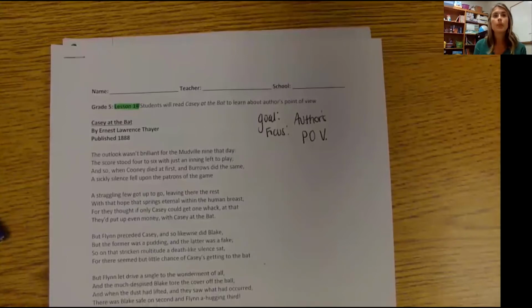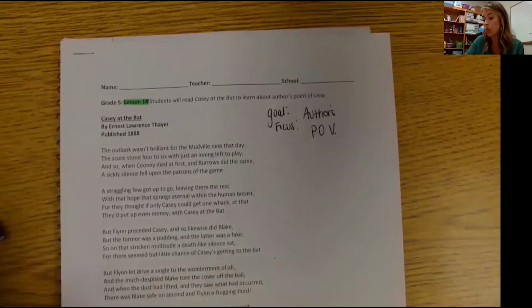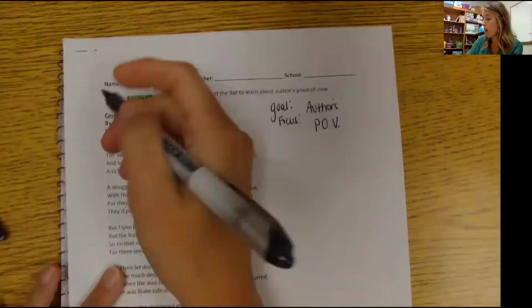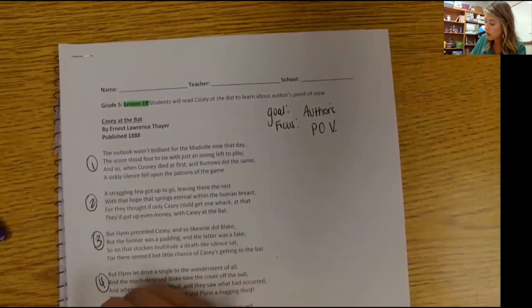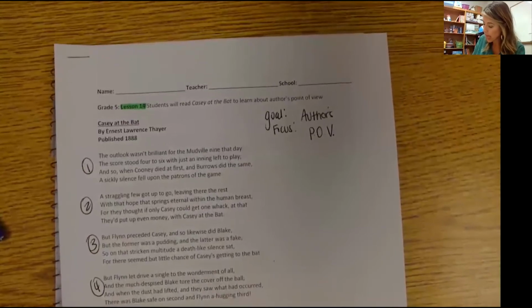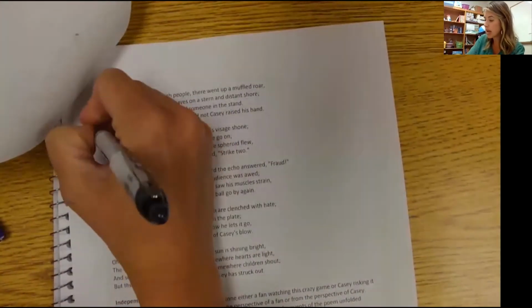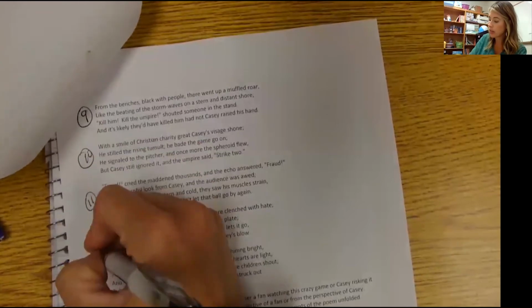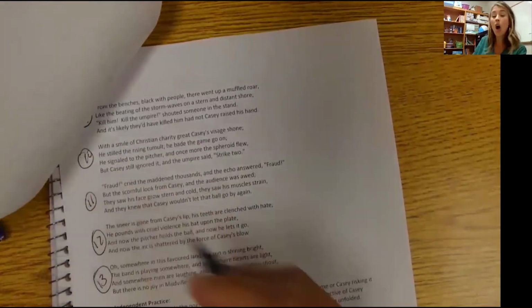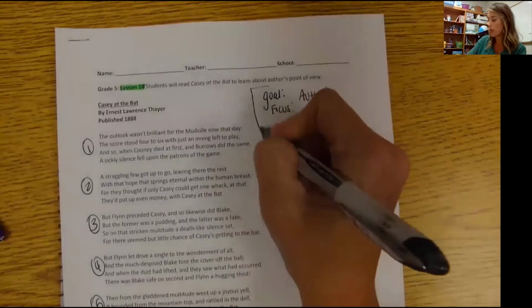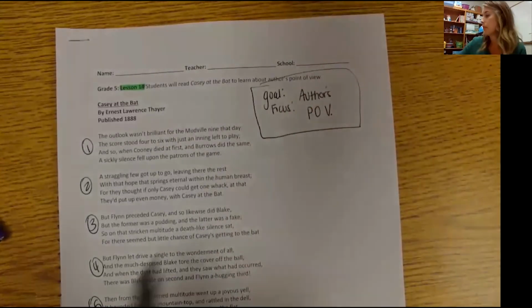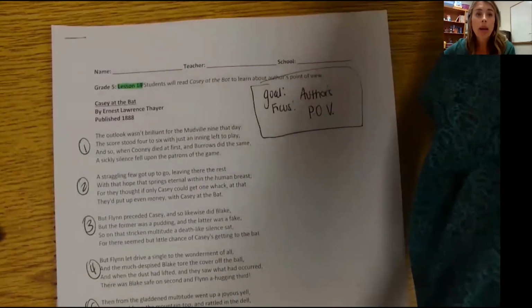Now let's get started. The outlook, I'm in stanza 1, and just like always, guys, what do I always do? I always number 8, 9, 10, 11, 12, and 13. I always number my stanzas all the time and always write my goal or my focus for the read today. I'm starting on stanza 1.